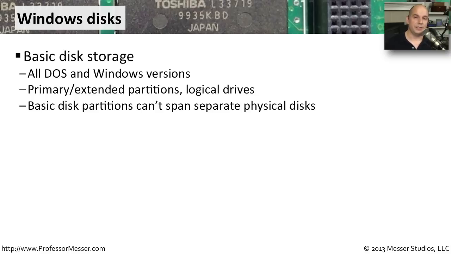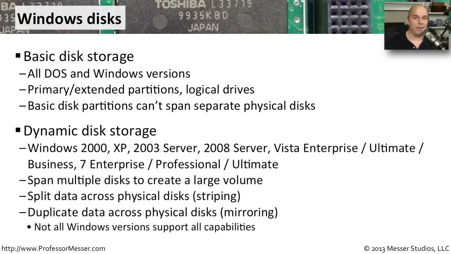If you wanted to, for instance, increase the size of a basic disk volume, the only way you could do that would be to remove the data, create a new larger partition, and put the data back. You could not add a new drive and simply span data from that basic partition across to this new drive that you've installed. That capability is available in dynamic disks. You can see here Windows 2000, XP, 2003 Server, 2008 Server, Vista Enterprise and Ultimate, Vista Business, Windows 7 Enterprise, Windows 7 Professional, and Windows 7 Ultimate are the operating systems that can support a dynamic disk.